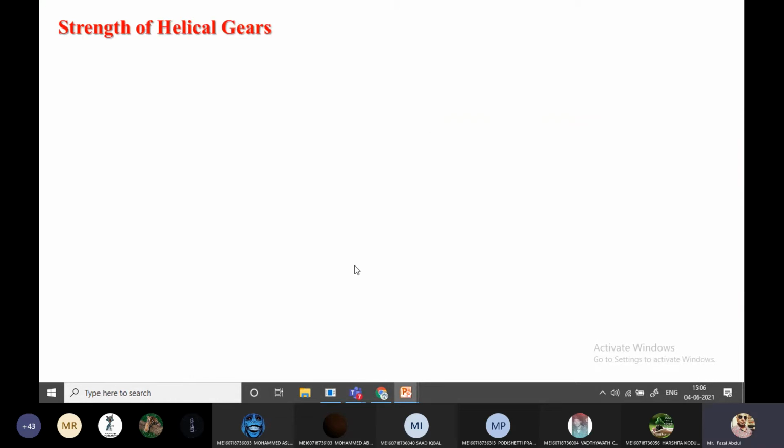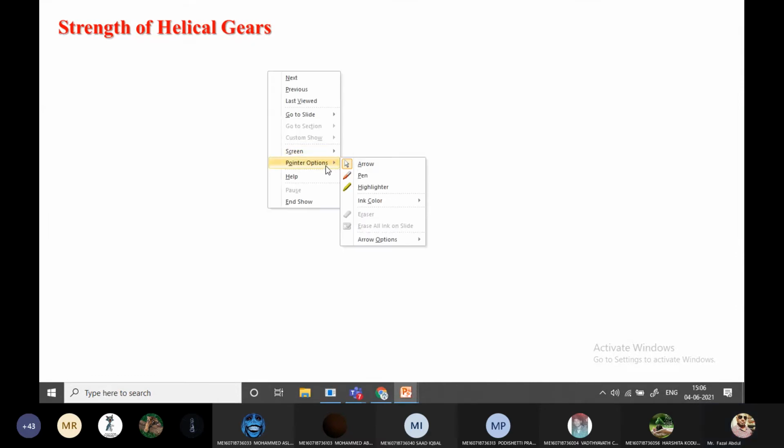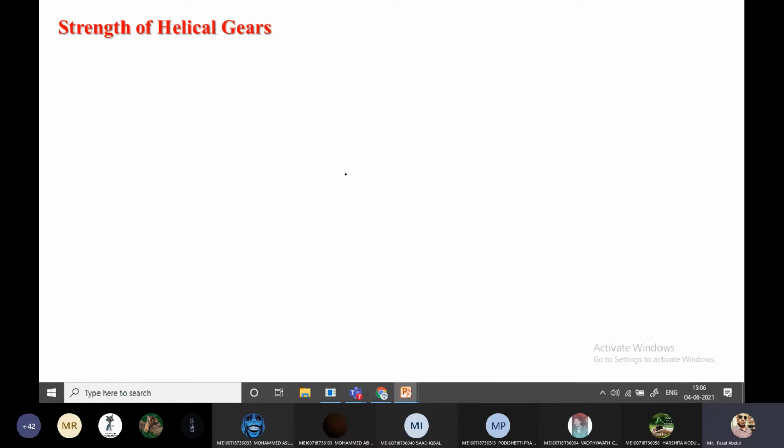Now, strength of the helical gear. The design procedure is the same manner that we practiced in the design of spur gear. First, we calculate the WT value. WT is nothing but Lewis equation, sigma W into B into PC into Y.